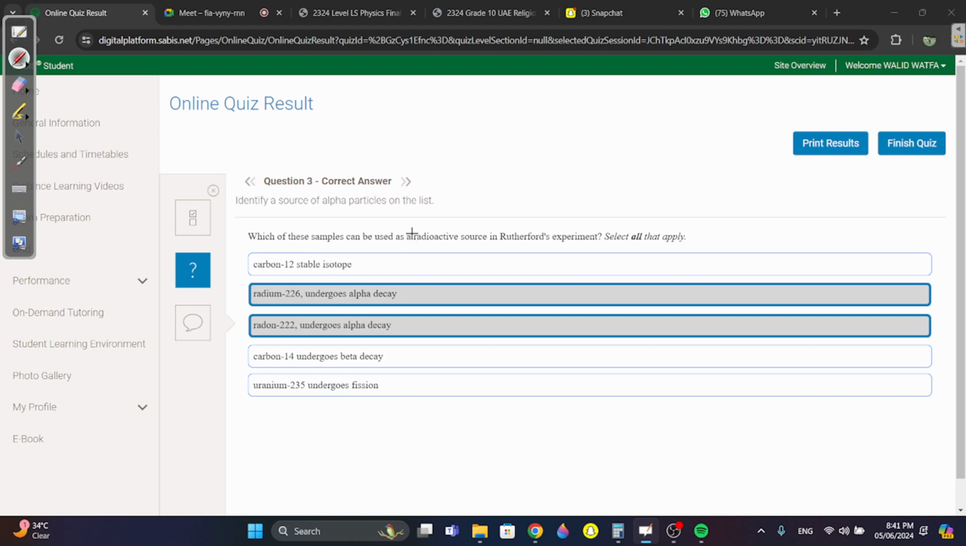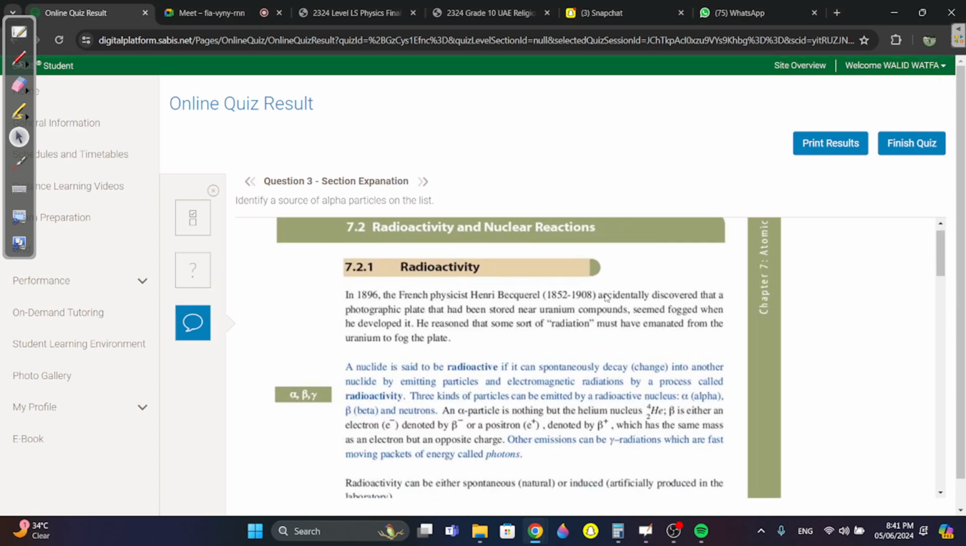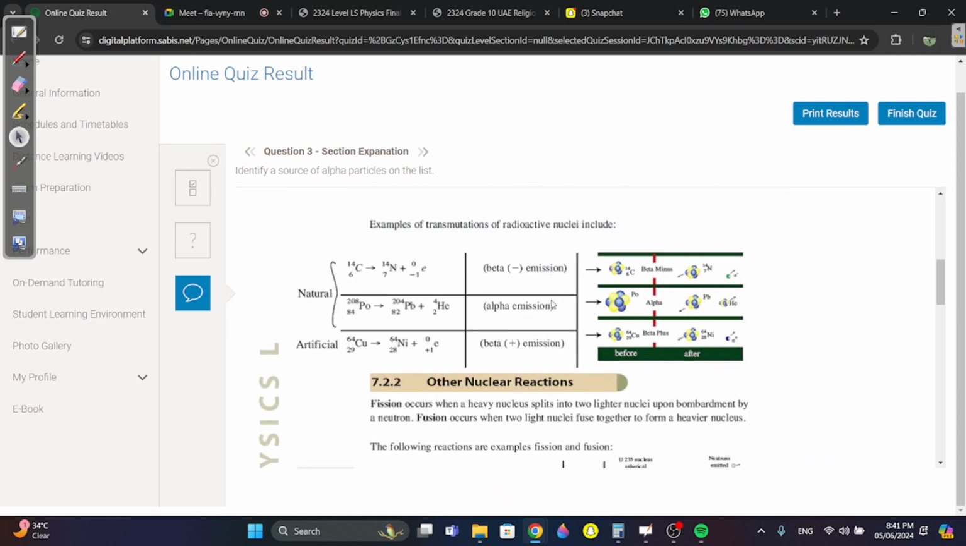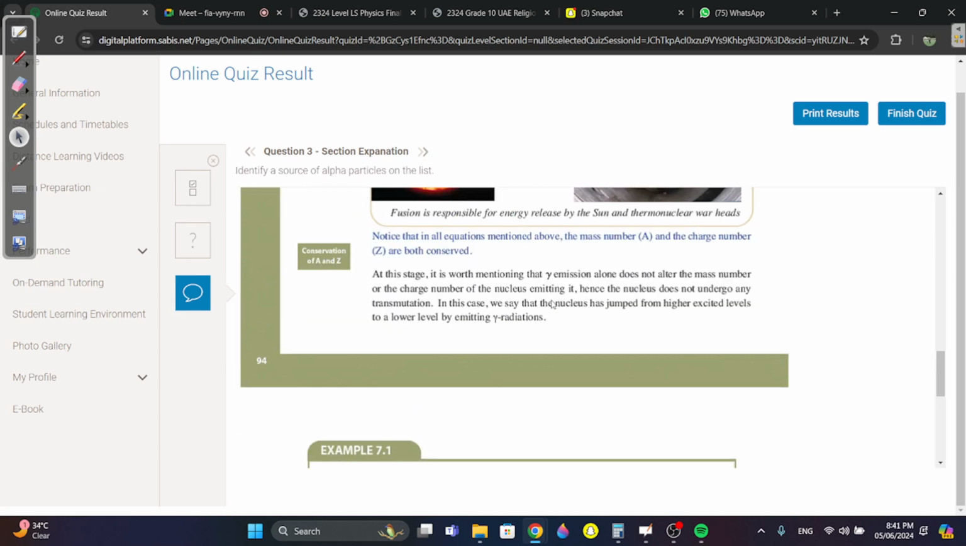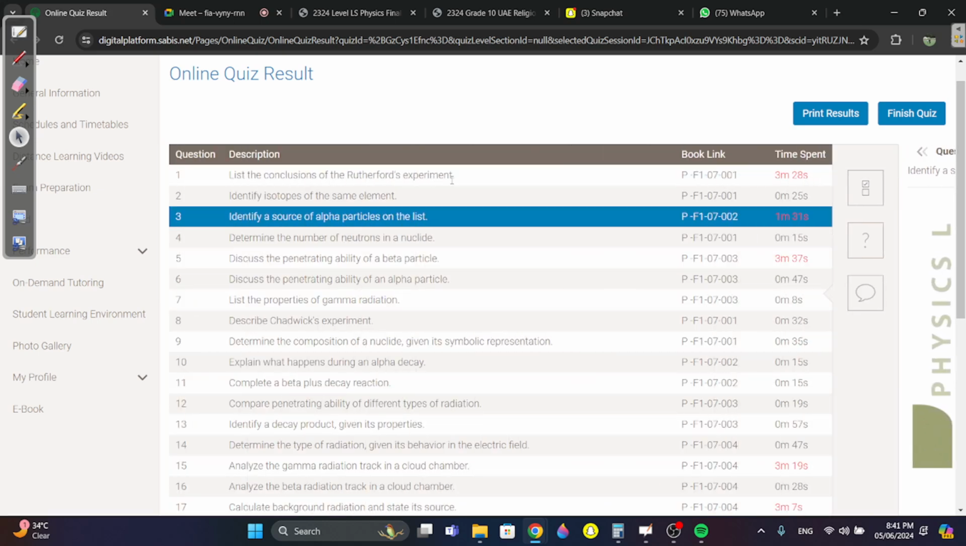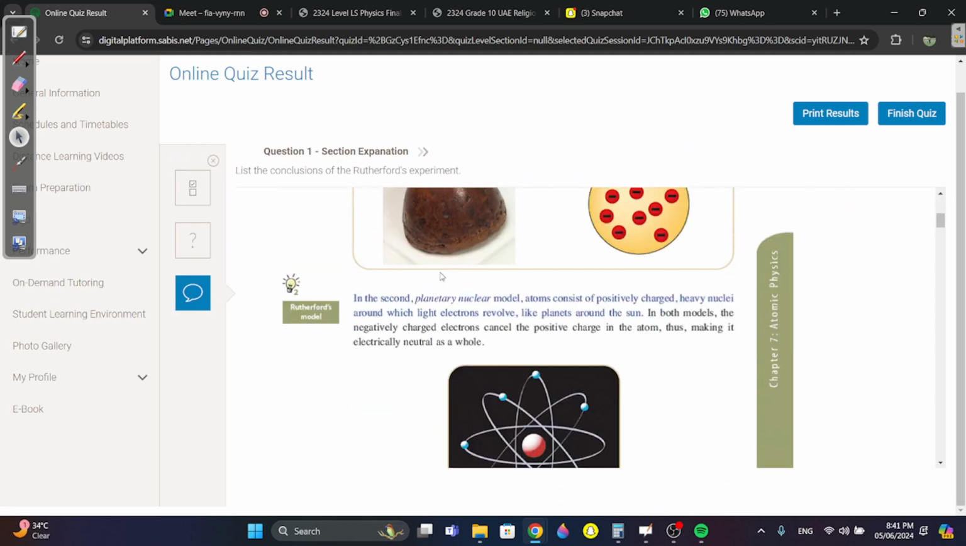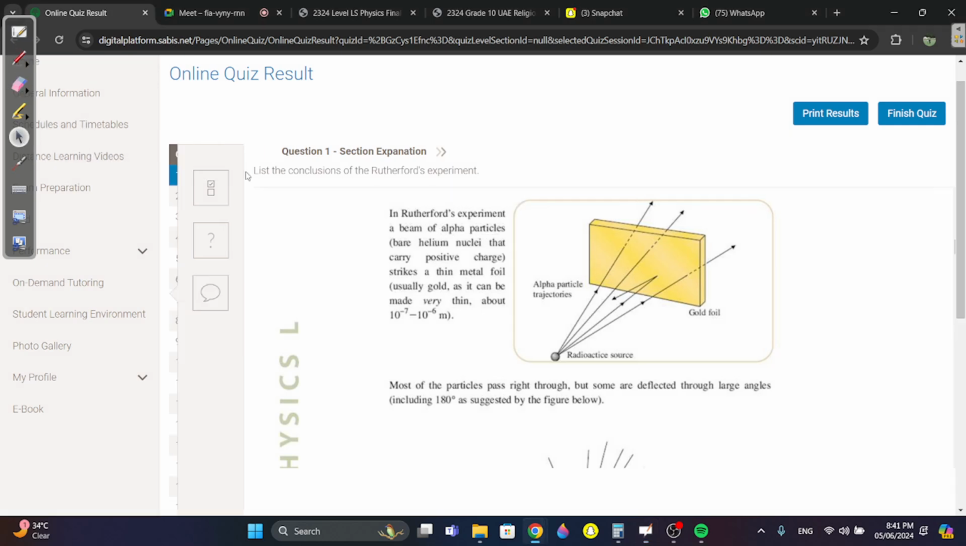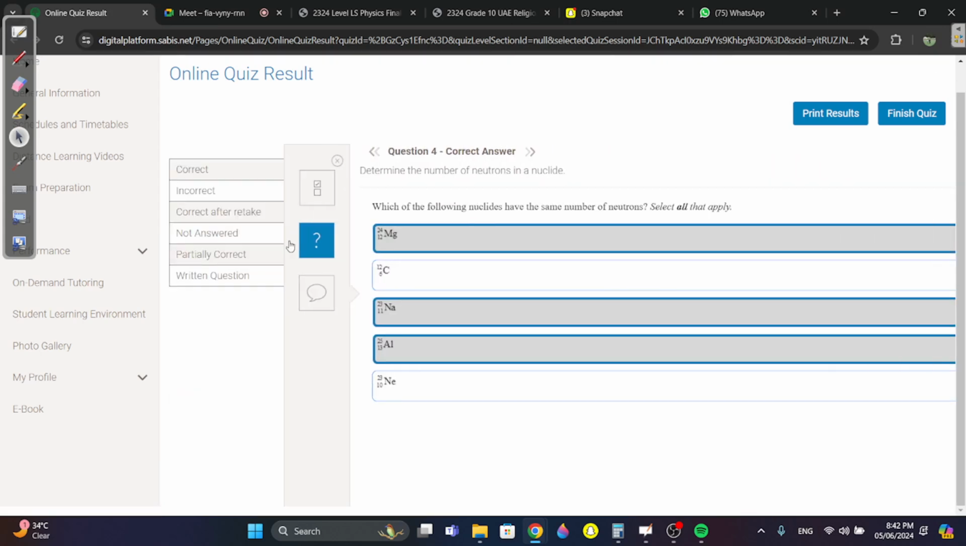What of these samples can be used as a radioactive source in Rutherford's experiments? Rutherford used alpha particles, so you just choose the ones that are alpha. Again, this is all in the book. I can show you over here. It wasn't here, but they said it. If you go to Rutherford's experiment, he shot a beam of alpha particles. So remember that Rutherford used alpha particles.